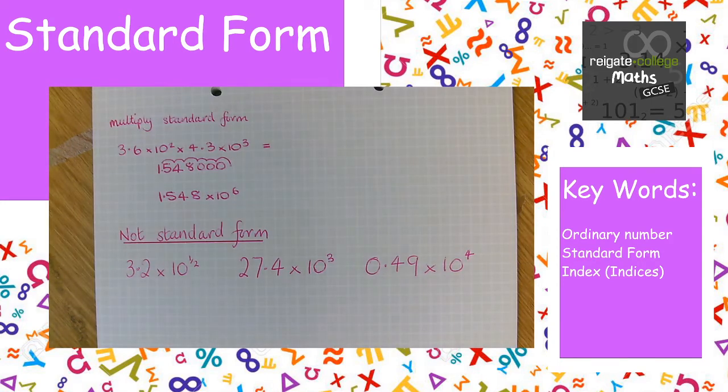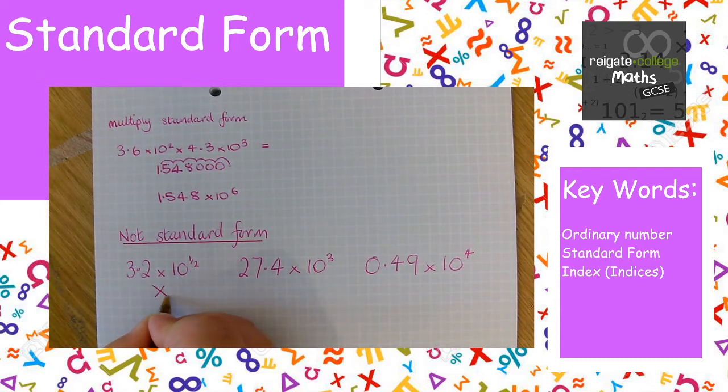At first glance, these 3 numbers might look like standard form, but none of them are. We can't have a power in standard form that is not a whole number. So this is not standard form and it can't be converted into standard form.